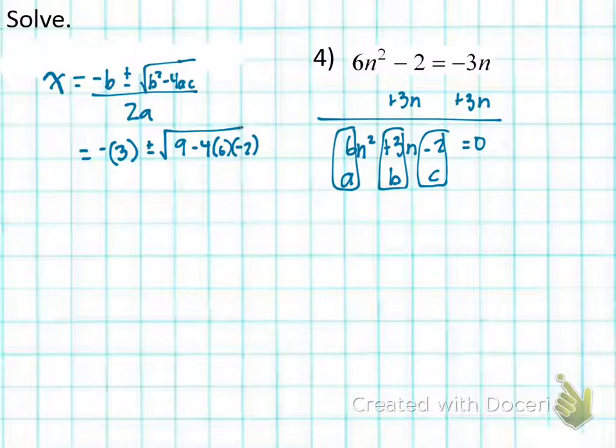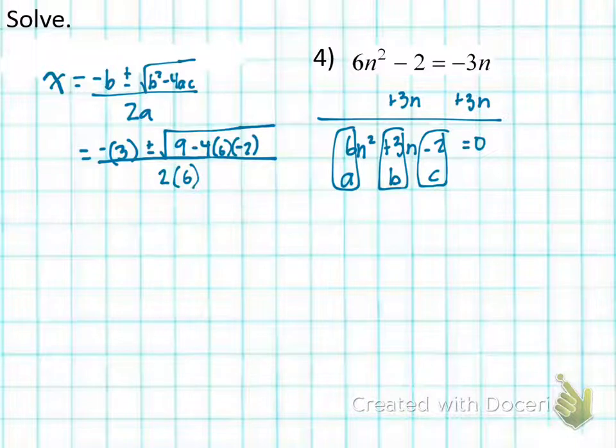So you're plugging these in. Each letter has its own parentheses. You have to do that, otherwise you will run the risk of getting the wrong answer because of a sign. Okay. 2a is going to be 2 times 6. In this case, it'll be 12.